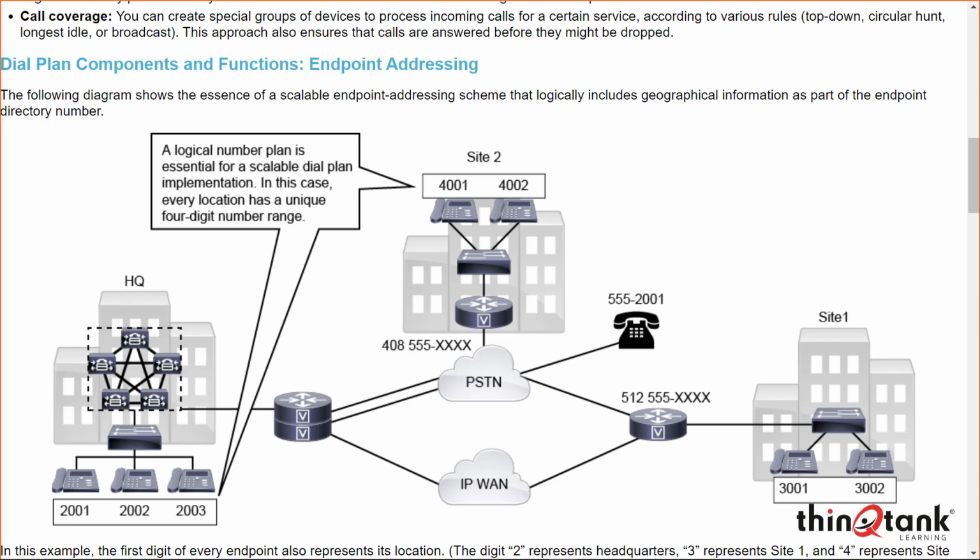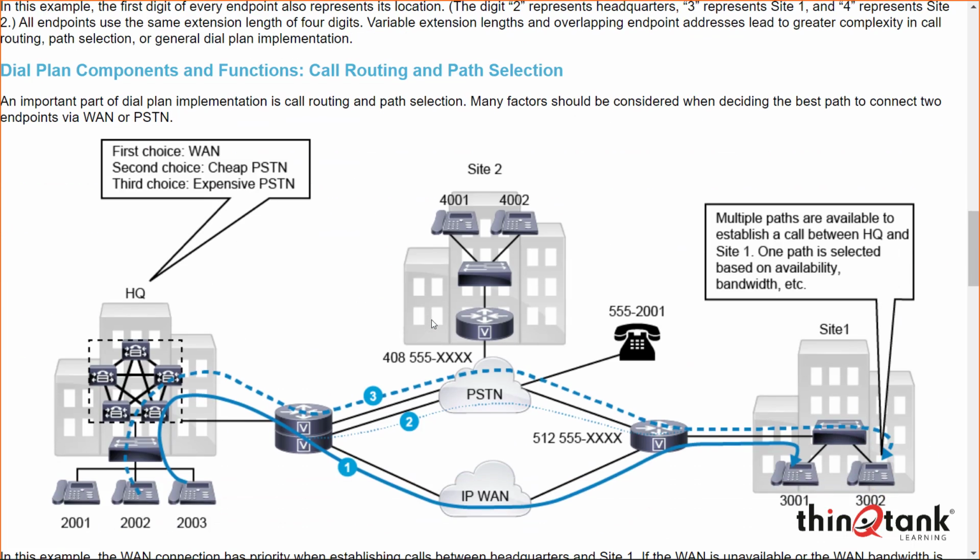All right. Also, we would want to consider our call path selection based on the fact that we do have PSTN paths and we have WAN paths. Are we going to use the PSTN primarily? Is it cheaper for us to use the PSTN and reserve our bandwidth for data, or is it cheaper for us to use the WAN for voice and use the PSTN as a backup?